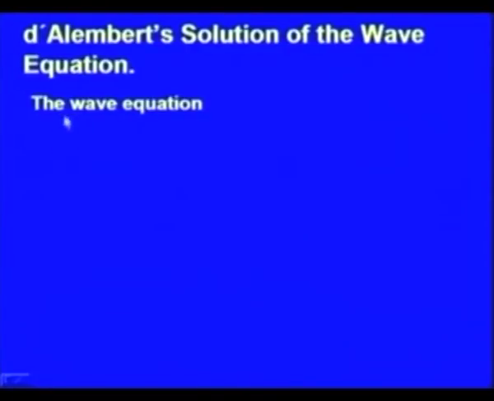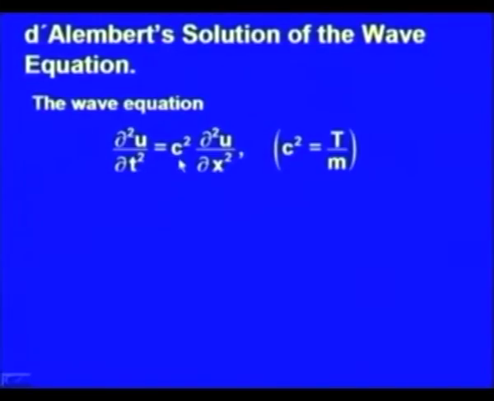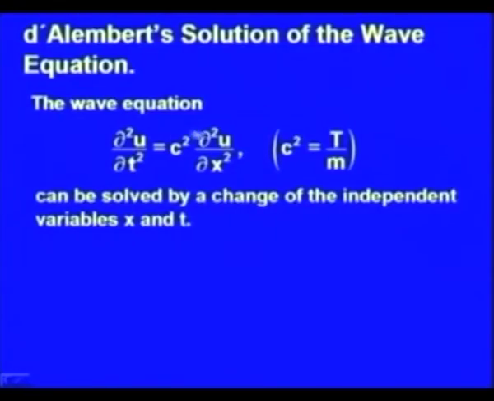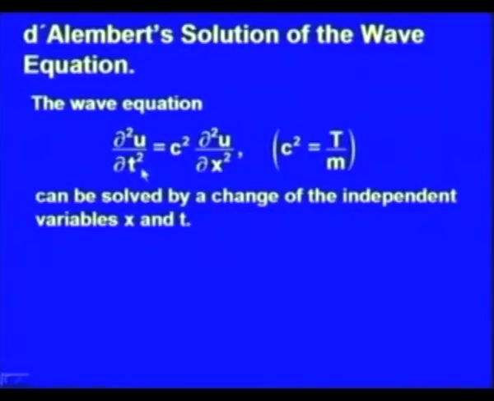Now, we are going to discuss D'Alembert's solution of the wave equation. Let us recall the wave equation: delta square u over delta t square equal to c square delta square u over delta x square, where c square is equal to T by m. Now, we are going to show that it can be solved by a change of the independent variables, and the independent variables, as we know, are x and t here.